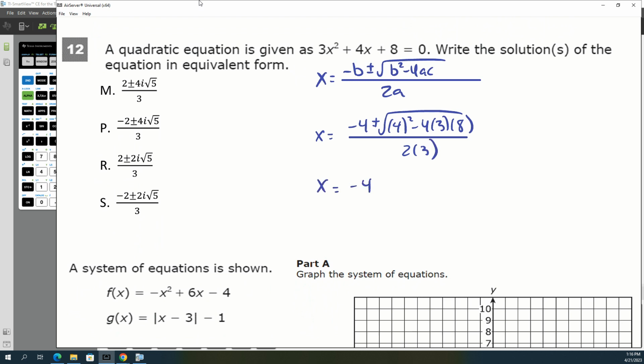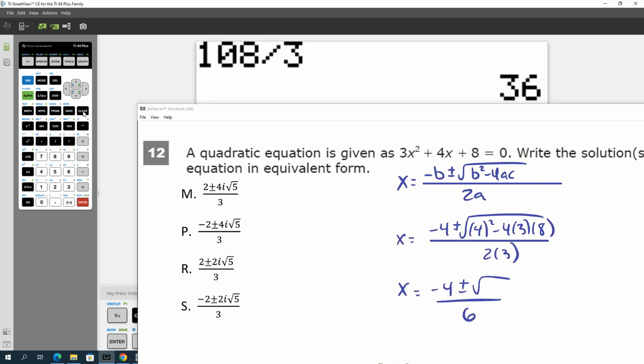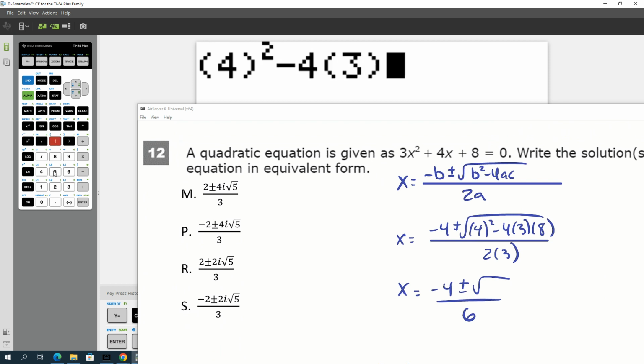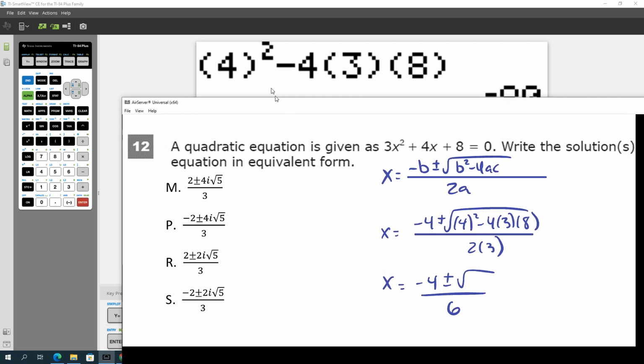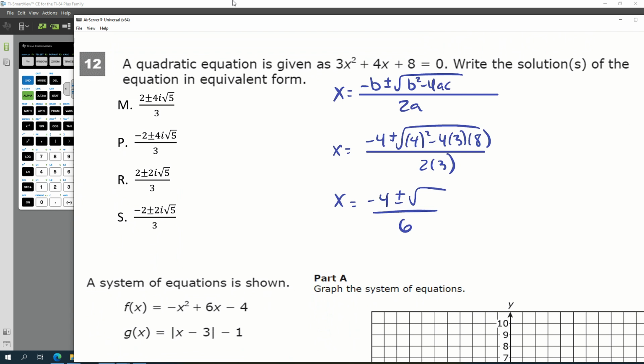Okay, now some people, I help them with this specific question because they tried to type the whole square root in their calculator, but you just type what's under the square root. You don't do the square root. So in the calculator, we would do 4 squared minus 4 times 3 times 8. And that means we're going to get negative 80 underneath the square root. So we will definitely pull out an i.